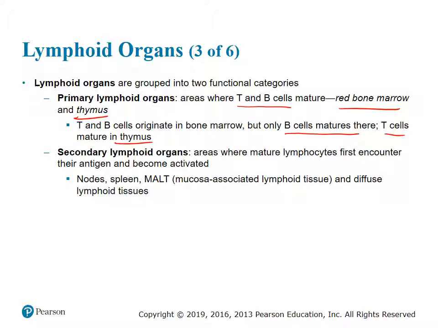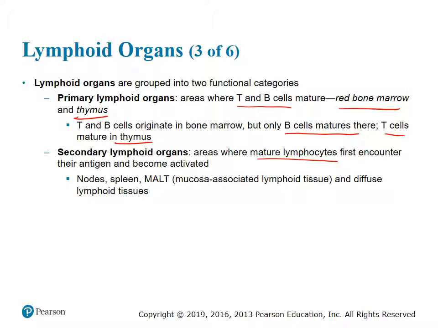The secondary lymphoid organ is where those mature lymphocytes first encounter an antigen and then become activated. So this happens through the course of a person's daily life, right? It's not like it's at one point in their whole life that this happens. This happens all the time. So what this means is we're making B and T cells all the time, right? Immature ones. They mature for a while.